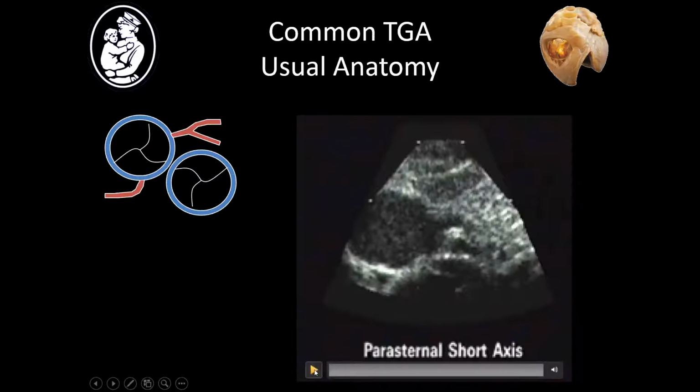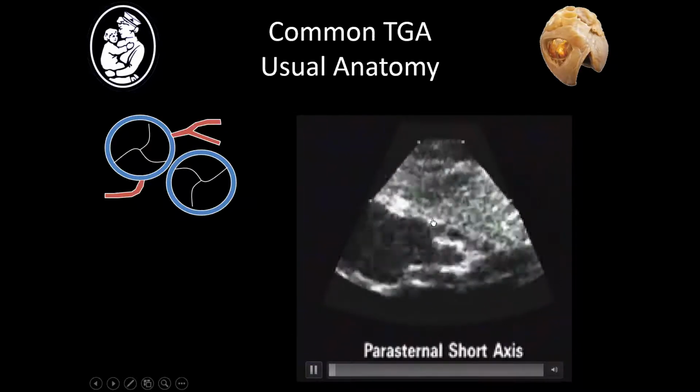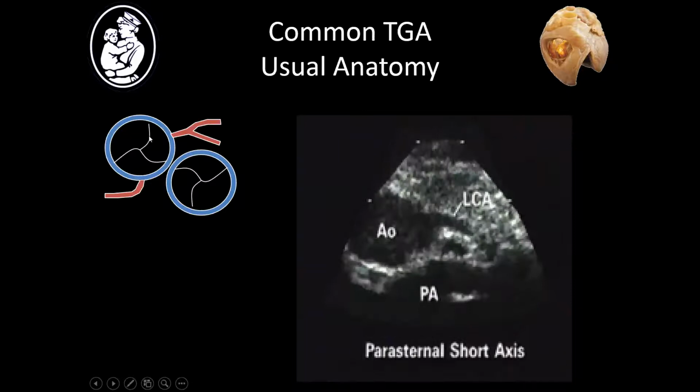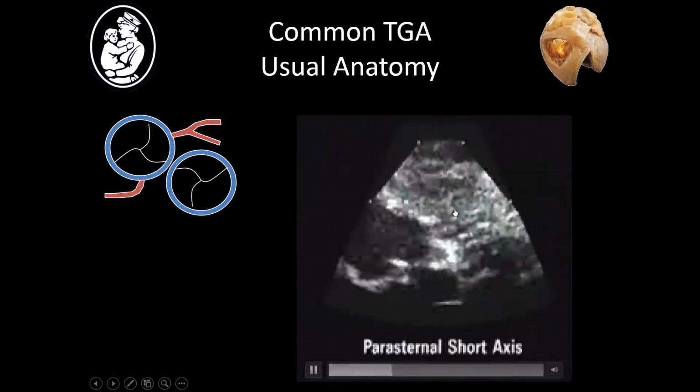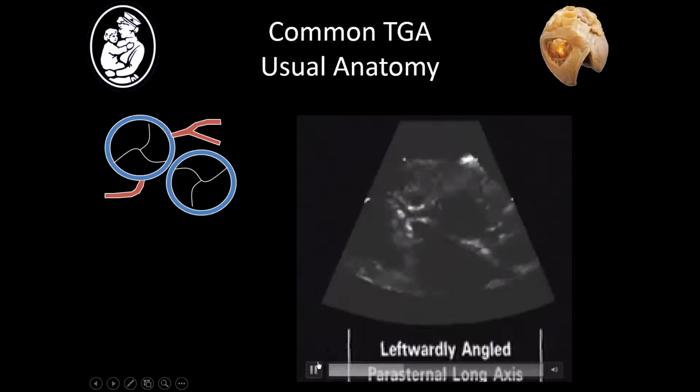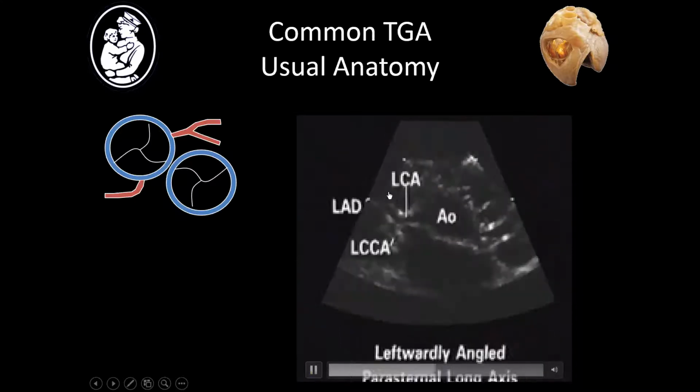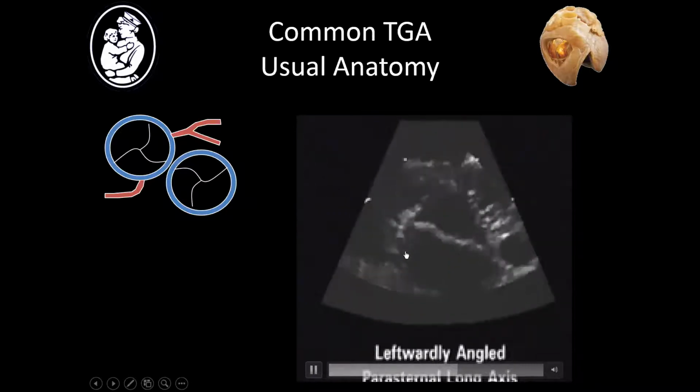So here's an echocardiogram, a short axis parasternal view that shows the left coronary coming out like this, up here from this left anterior facing sinus. Here's the PA in the back. So this is a short axis view. Now if we turn into a long axis view, you can see the coronary artery bifurcation here into a circumflex and an anterior descending. Here's the left main, here's the anterior descending, here's circumflex.